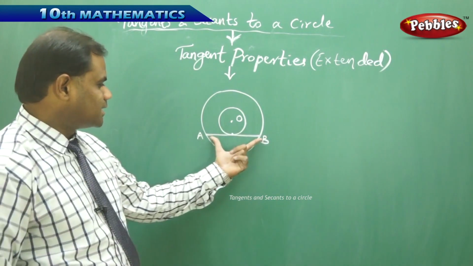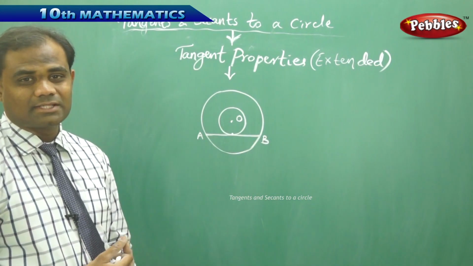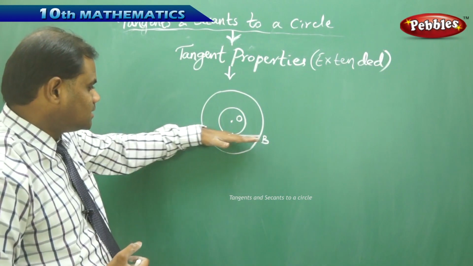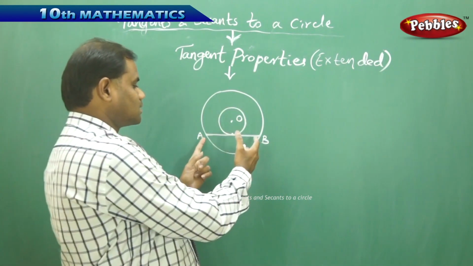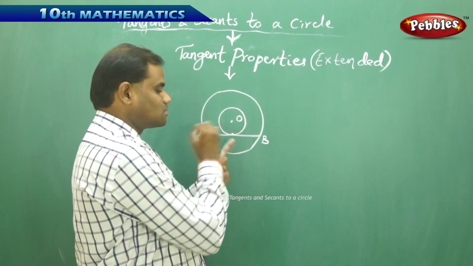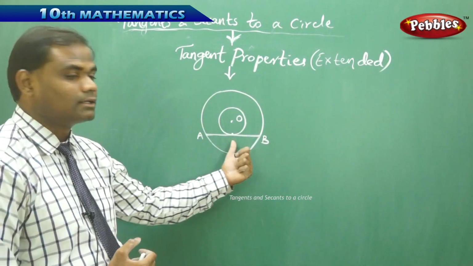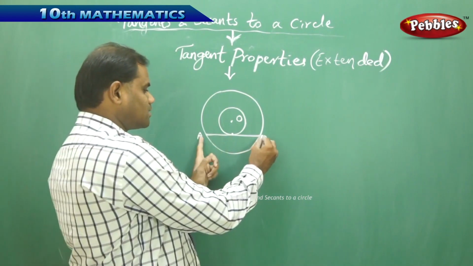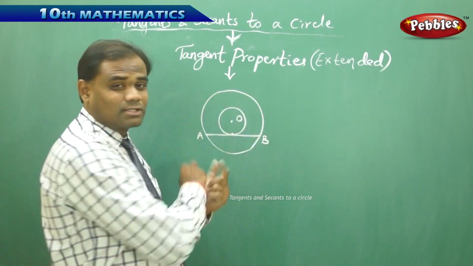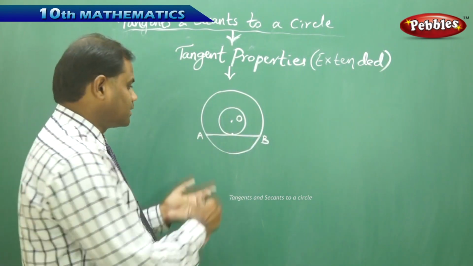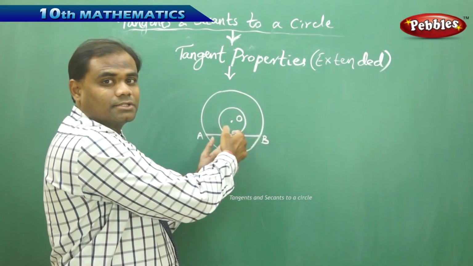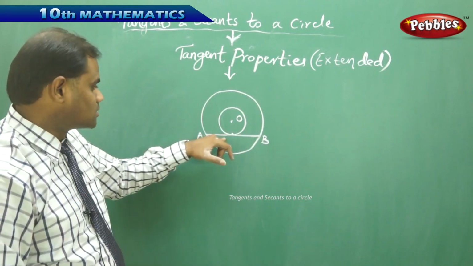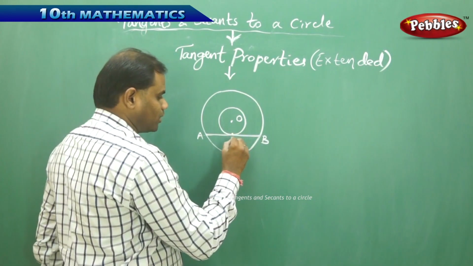So the chord or the secant of the bigger circle AB makes us understand that this is a tangent to the smaller circle. I take the chord for the bigger circle in such a way that it touches the smaller circle in this manner. Now since AB is the secant which touches the smaller circle, I understand that AB is the chord or secant for the bigger circle, but AB is the tangent to the smaller circle because it touches at, say, point P.